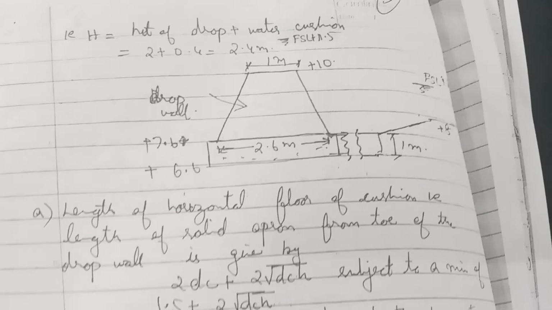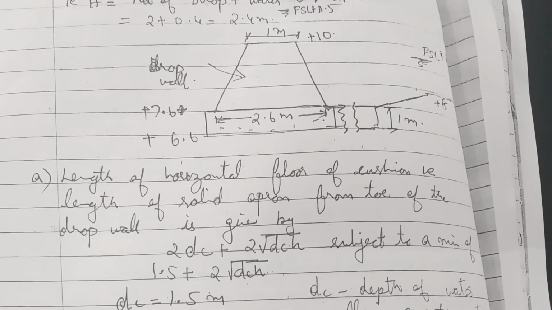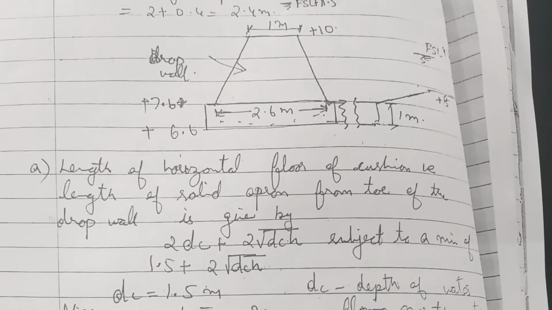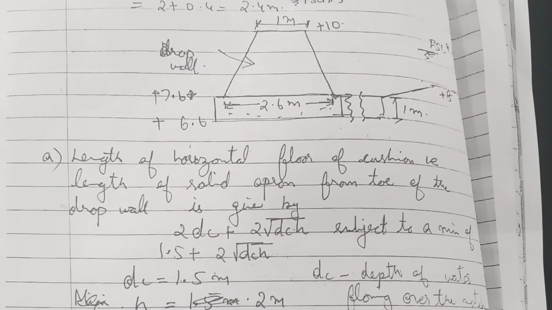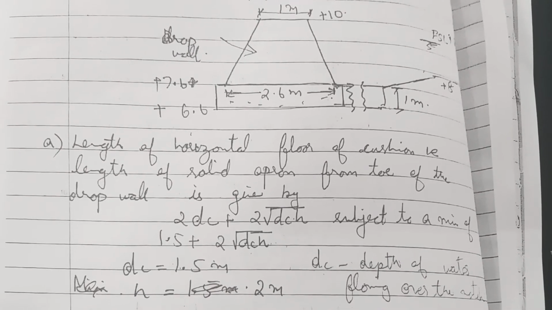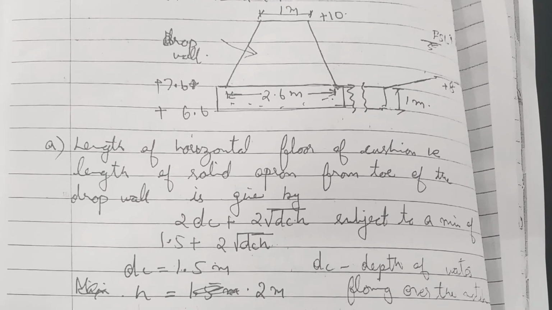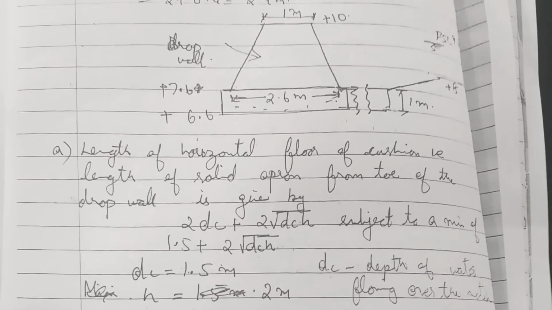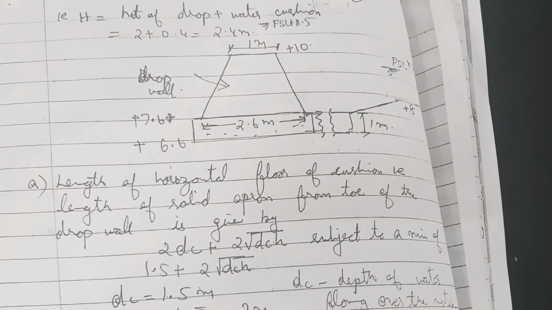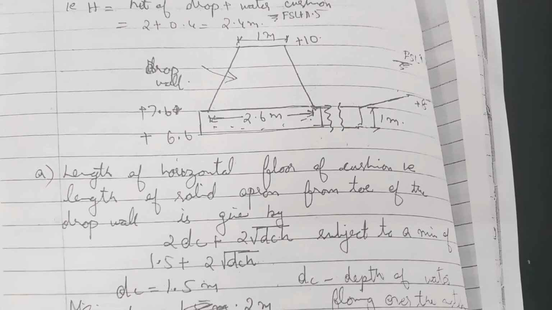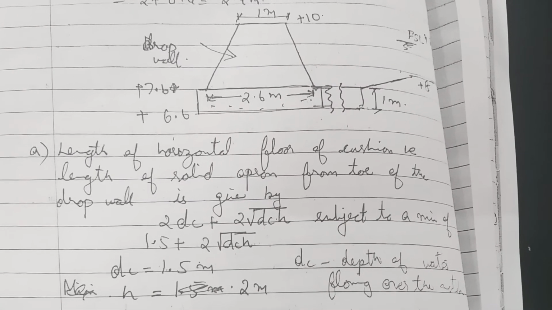Now the water cushion provided is 0.4. The bottom level at the downstream is plus 8. So that we get a canal drop of 2 meter. And we get a water cushion of 0.4, that is plus 8 to the downstream, and the bottom of the wall is at a level of plus 7.6. Therefore, we get a water cushion of 0.4 or 40 centimeter.